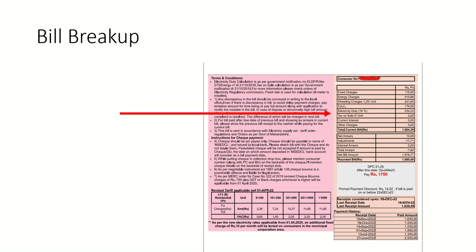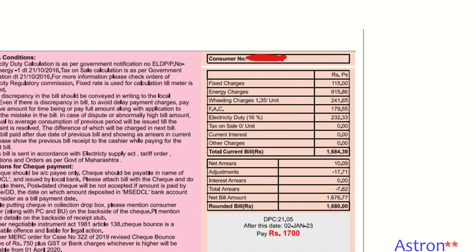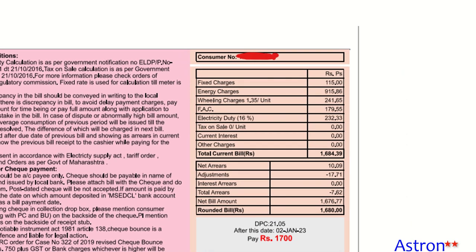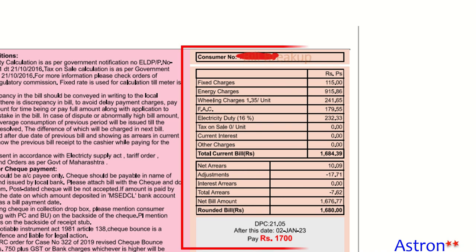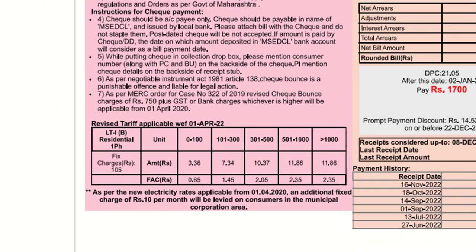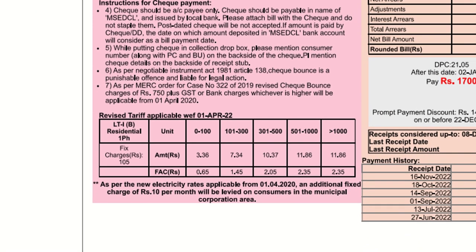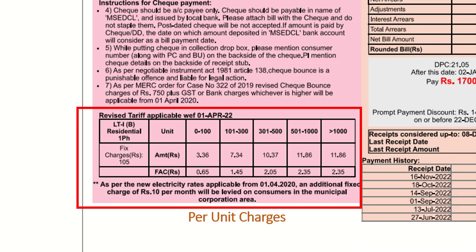So the breakup is available on the back side of the electricity bill. Also, there are different unit charges for the different slabs, so that information is also available on the back side. These are the different sections of the charges, which we will see in detail, and these are the slab details. So let's see the slab details in detail.